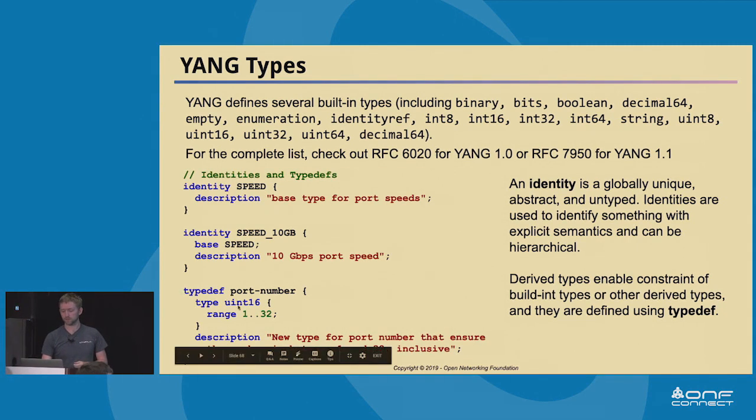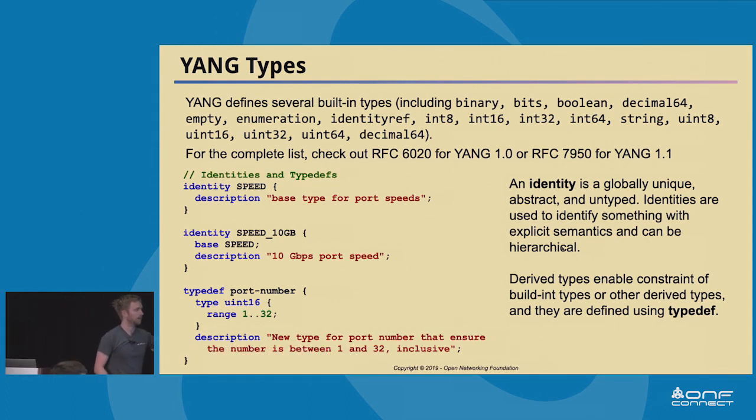The other thing that you can do is create something called a derived type. A derived type is basically a constrained built-in type. So here we have a uint16 that we want to constrain in some way. In this case, we're going to constrain it to only the values 1 through 32. And this is called a port number. These types of constraints are also defined in the RFC if you're curious how you can constrain types.